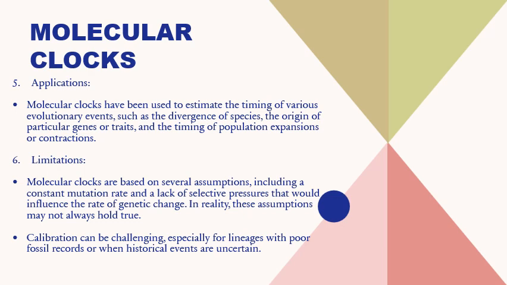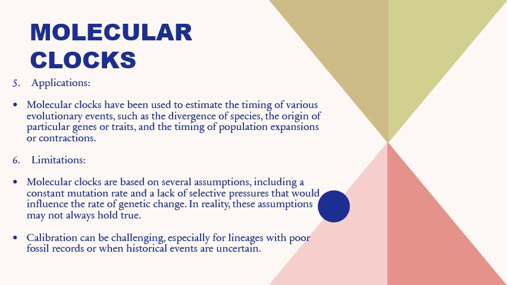Calibration can be challenging, especially for lineages with poor fossil records or when historical events are uncertain. Molecular clocks may not be accurate for very short timescales due to fluctuations in mutation rates and the effects of natural selection.